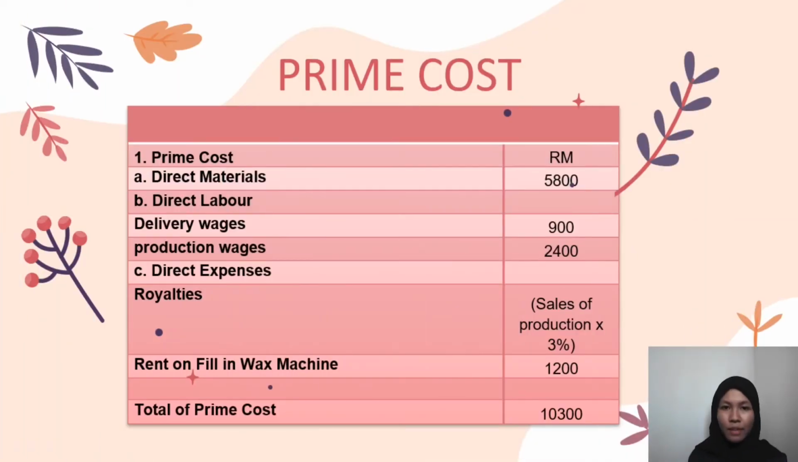Prime cost, we have direct material for 5,800. Direct labor, we have delivery wages for 900. Production wages, we have 2,400. And in the direct expenses, we have royalty. We put 3% of sales of production. And the last is rent on the filling wet machine for 1,200. And the total prime cost is 10,300.